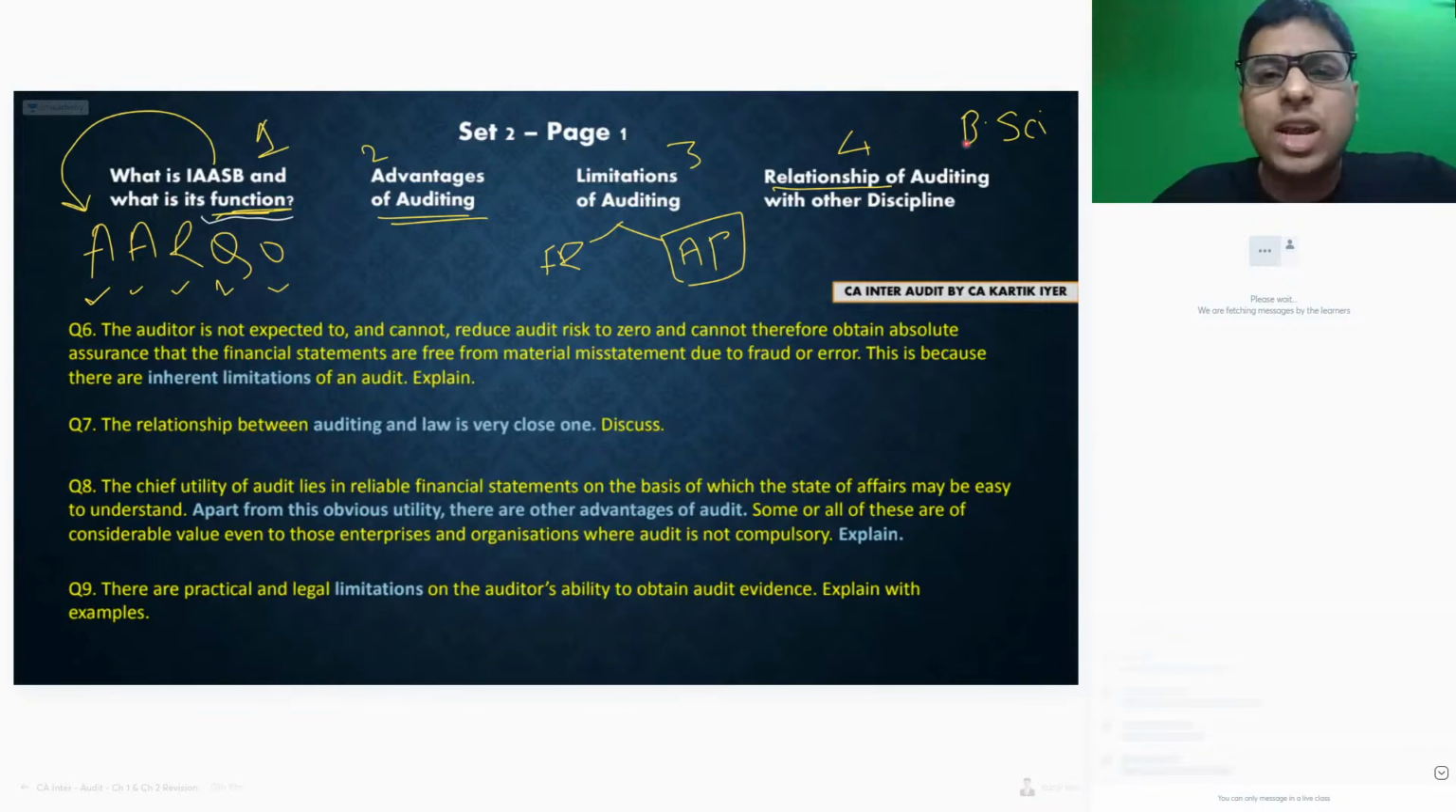Then when you came to CA Foundation, you did 4 subjects. See the 4 subjects which you did: statistics, accounting, law, economics. Everybody agrees with me. You did these 4 subjects in CA Foundation, didn't you? Statistics, accounting, law, and economics.